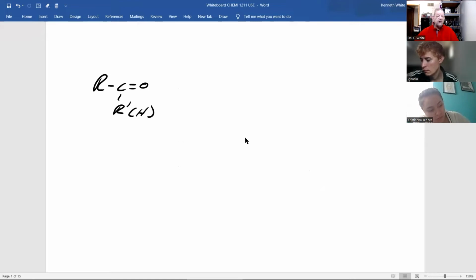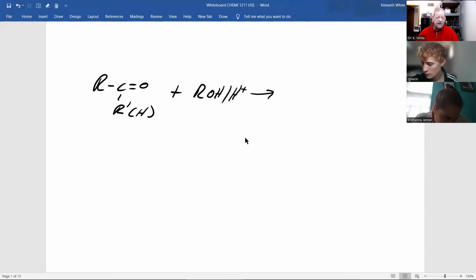And again, I'm doing this because historically students have difficulty with the reactions I'll cover. Now, if our R prime is a hydrogen, it's an aldehyde. If it's carbons, it's a ketone. Remember, carbonyl, carbon double bond to oxygen.